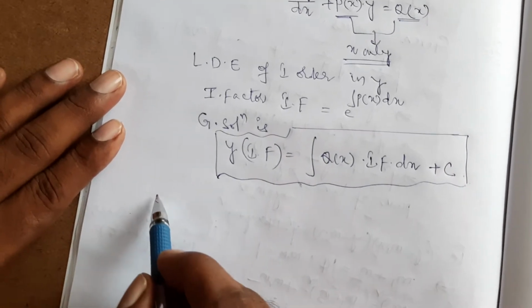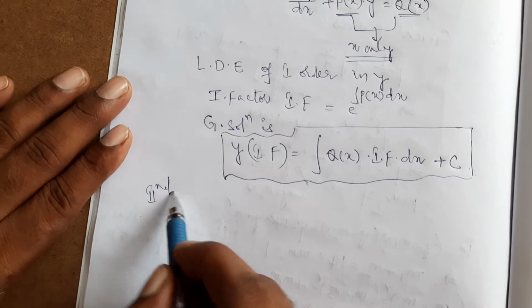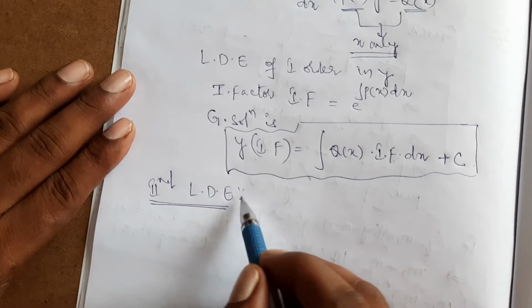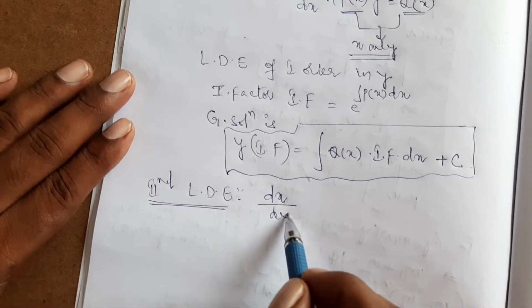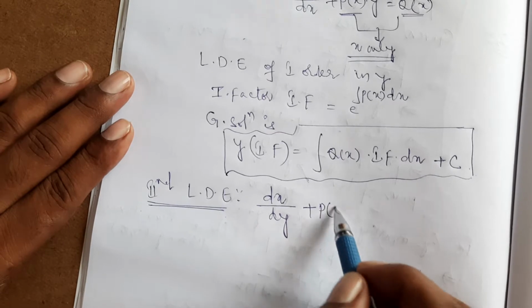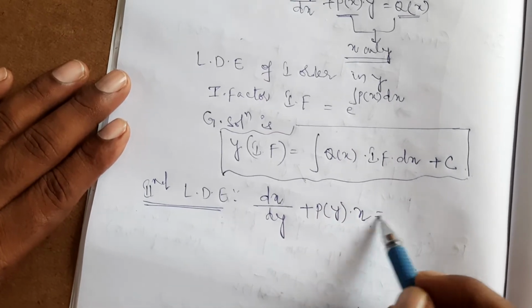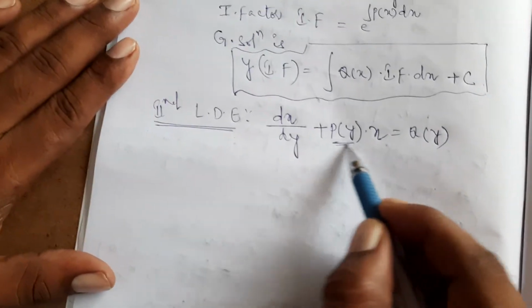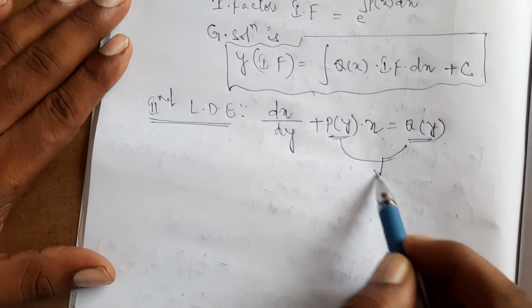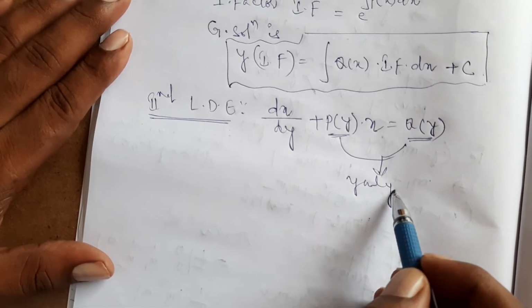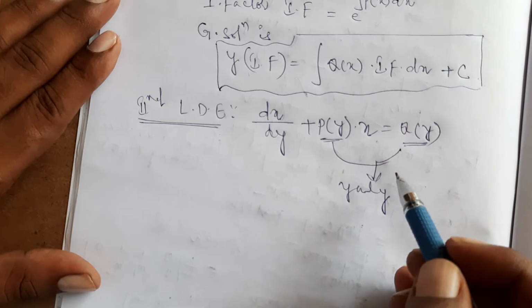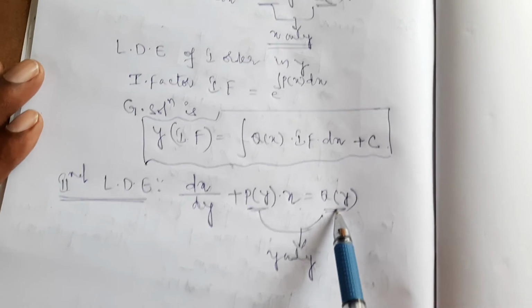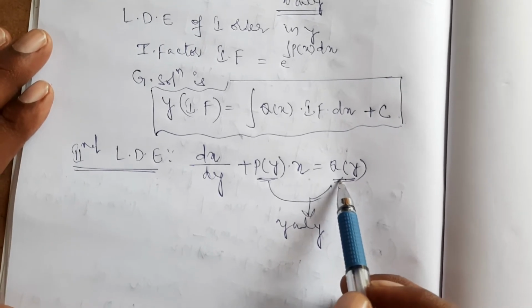Now the second linear differential equation type. The second type of linear differential equation means dx by dy plus p of y into x is equal to q of y, if they give it like this. Here p of y, q of y both are functions of y only. What is the main difference between the first linear differential equation and this one? Instead of x, y is there; instead of y, x is there.